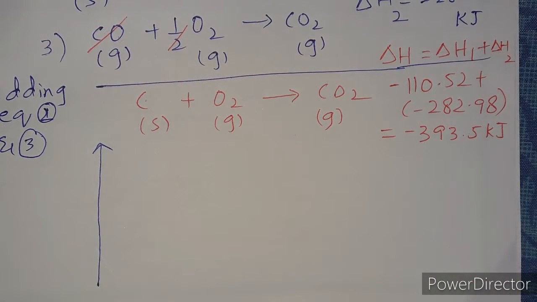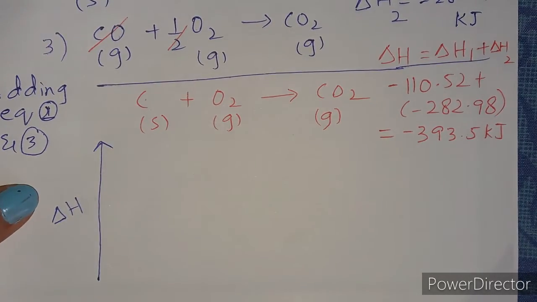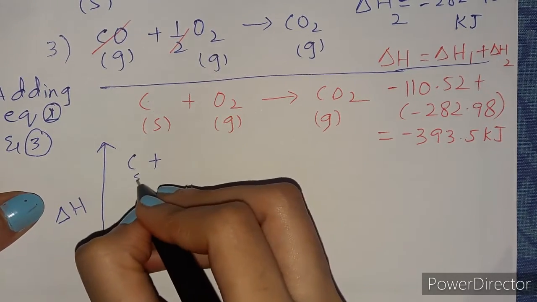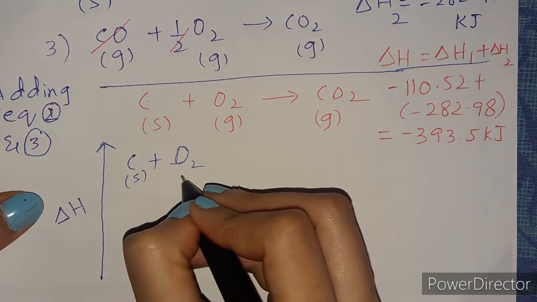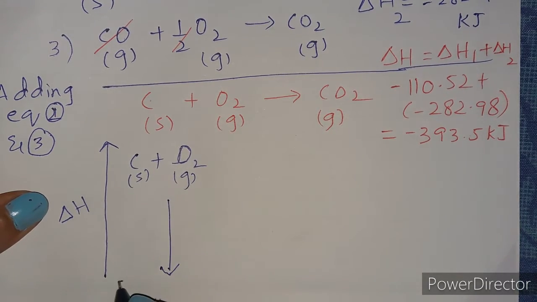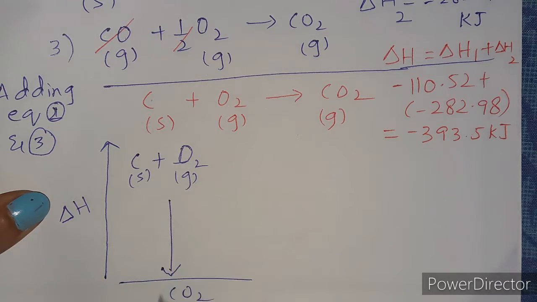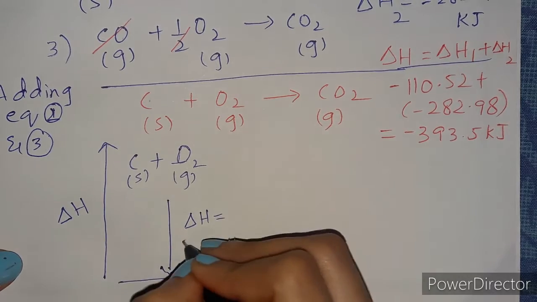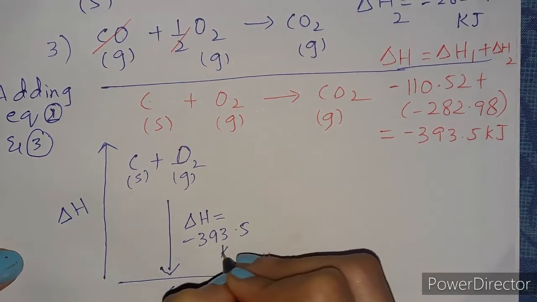First we will draw an arrow which is the change in enthalpy. Here, the first reaction is carbon in the form of solid plus half O2 gas gives us carbon dioxide. In this way you will draw a line and show the arrow, and enthalpy is included, which is minus 393.5 kilojoule.